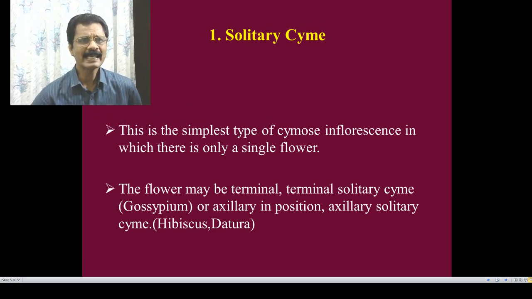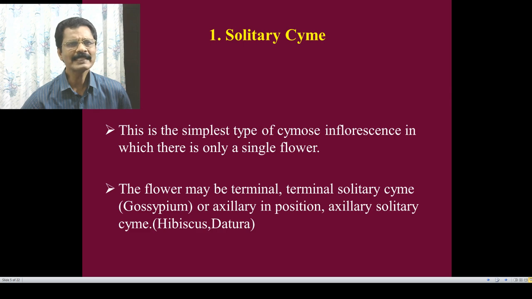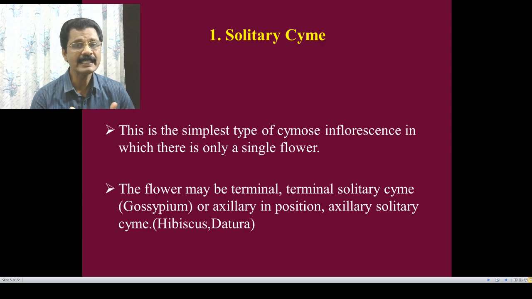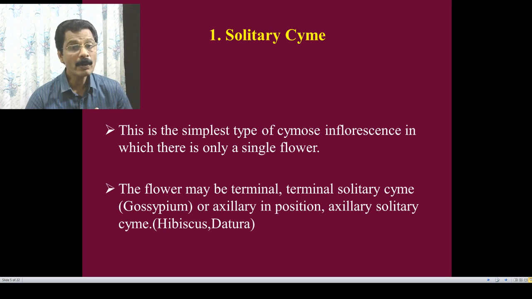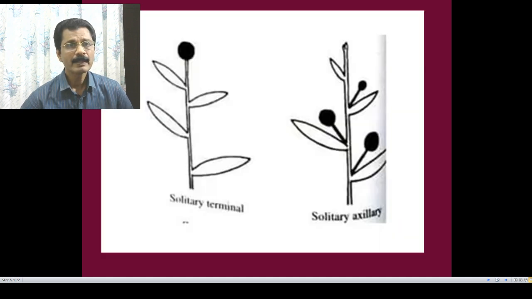This is solitary cyme. What is solitary cyme? This is the simplest type of cymose inflorescence in which there is only a single flower. The flower may be terminal. If it is terminal, then it is called terminal solitary cyme. Example, Gossypium. Or if axillary in position, then it is called axillary solitary cyme. Example, hibiscus, datura. Okay, could you follow me?